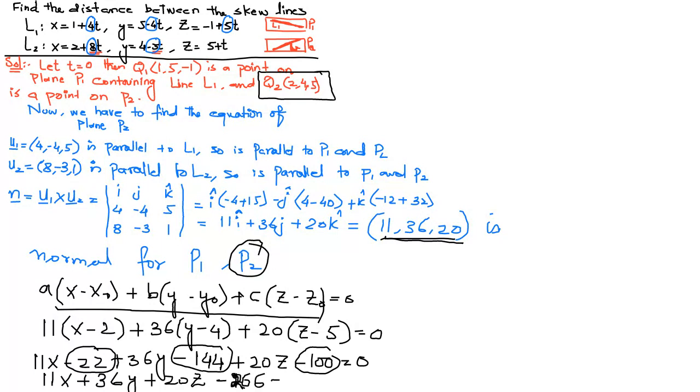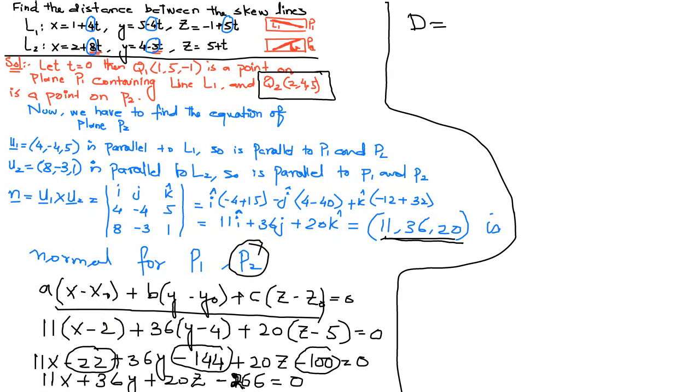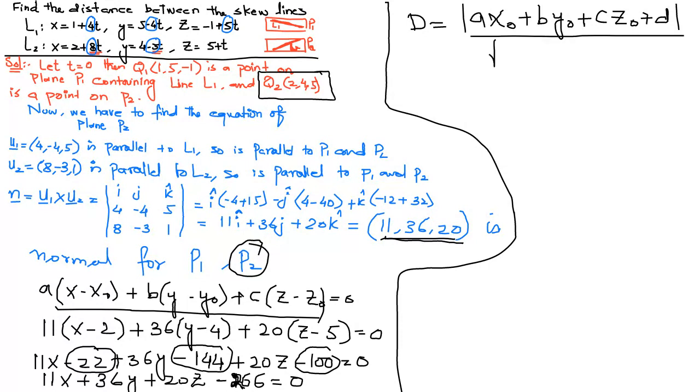266 minus 266 is equal to 0. Now this is the equation of the plane. We want to find the distance d. What is the formula for the distance? It is a x naught plus b y naught plus c z naught plus d, divided by the square root of a square plus b square plus c square.